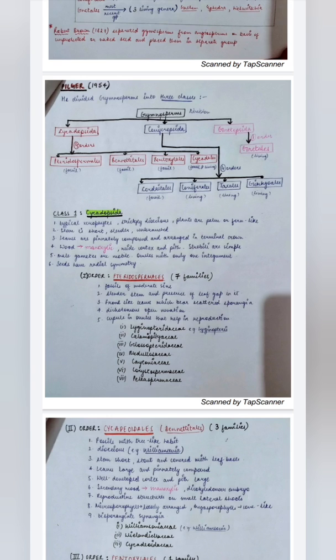It has fossils of moderate size. They have a slender stem and the presence of leaf gap in it. Frond-like leaves bear the microsporangia. There is dichotomous open venation. Cupule in ovules helps in reproduction.